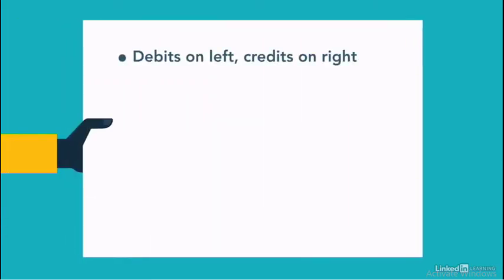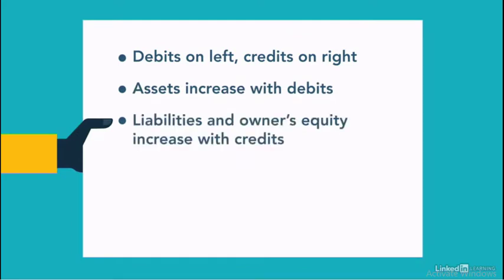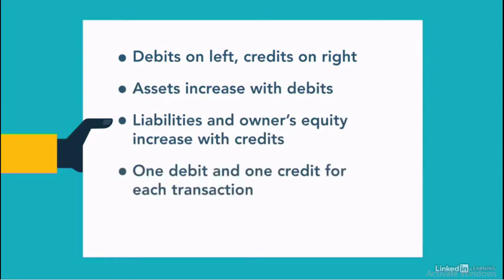Now, I've been involved with accounting for almost 40 years, and I am still amazed that the system always works. We just need to remember the following. Debits go on the left side of the T account, credits go on the right. Assets increase with debits, and liabilities and owner's equity accounts increase with credits. There's always one debit and one credit for each transaction, for each journal entry, and debits always equal credits.